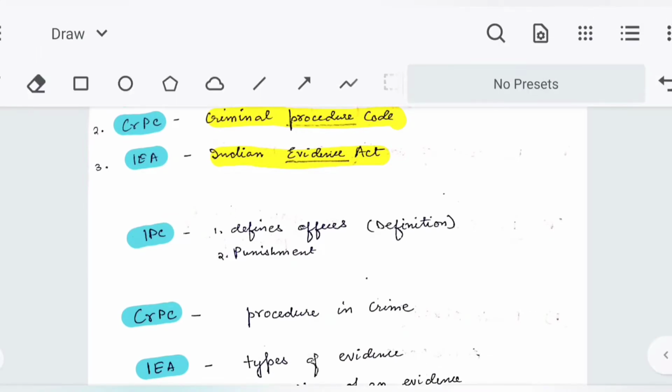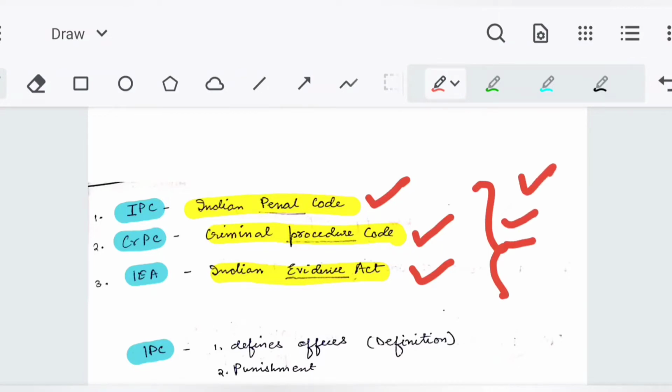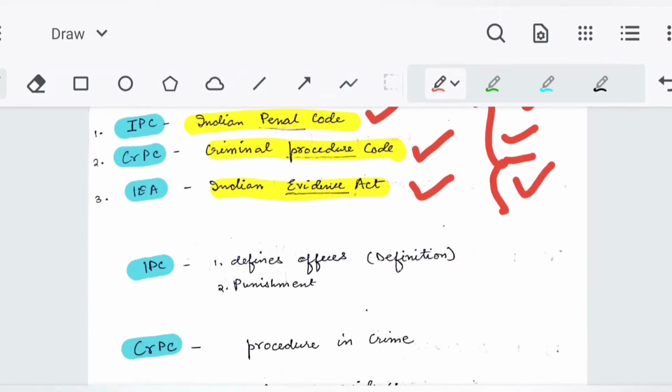So IPC stands for Indian Penal Code, and CrPC is the Criminal Procedure Code, and IEA deals with the Indian Evidence Act. So these three we will see in different forms. IPC, CrPC for procedures, and the Indian Evidence Act, that is IEA.